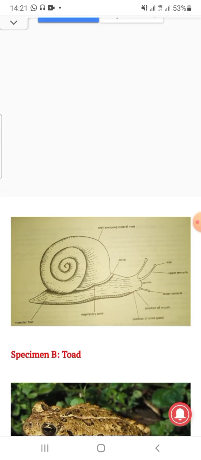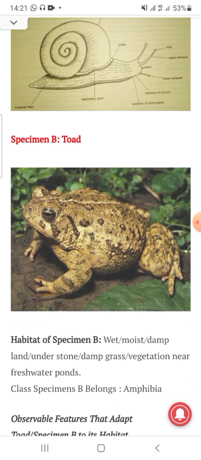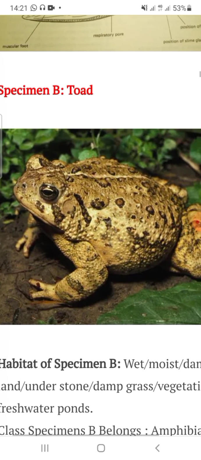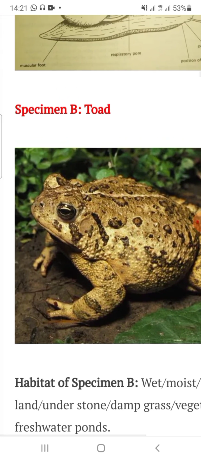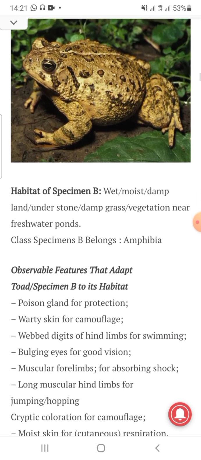Okay, now let's go to specimen B. Specimen B is toad. This is a diagram of a toad. Okay, habitat of specimen B: wet, moist, damp, land, under stone, damp grass, vegetation near freshwater ponds. Class of specimen B: amphibia. So specimen B belongs to the class Amphibia.